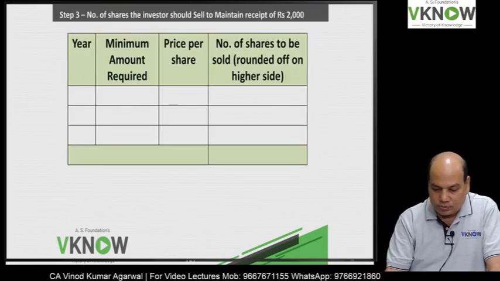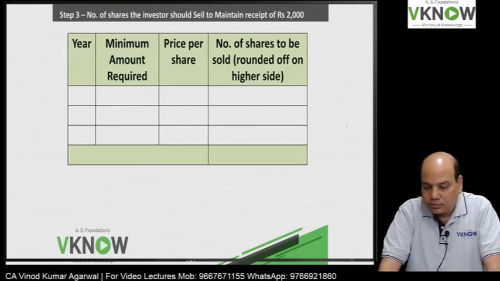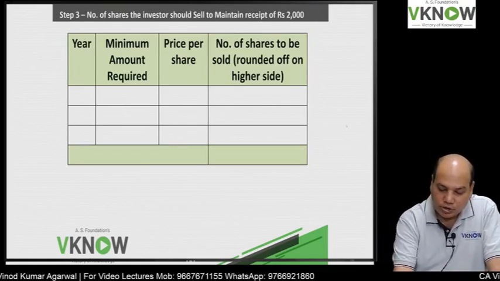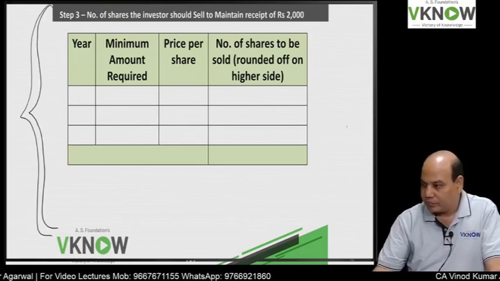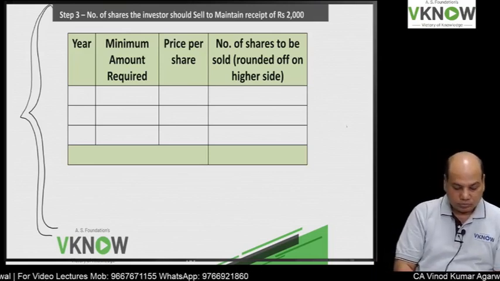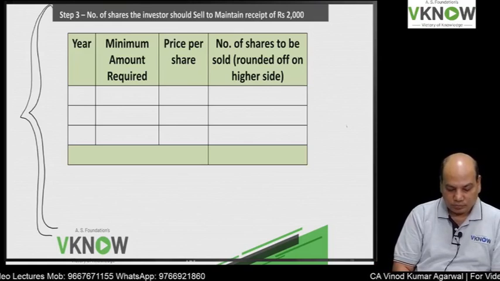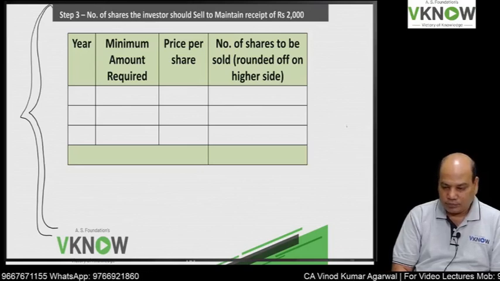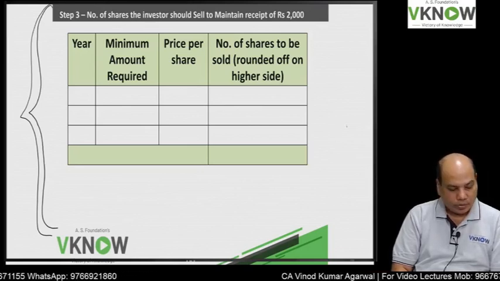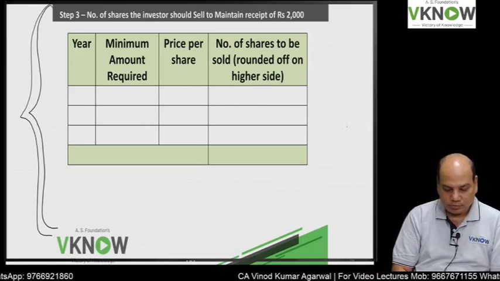Now step 3, write down: number of shares the investor should sell. This part of the question is new. Normally it has not been asked in the exam. Number of shares the investor should sell to maintain receipt of rupees 2000. To maintain receipt of rupees 2000, draw this table.